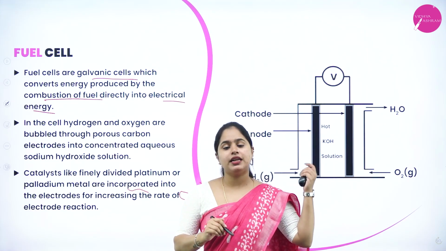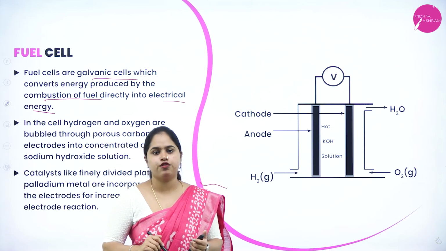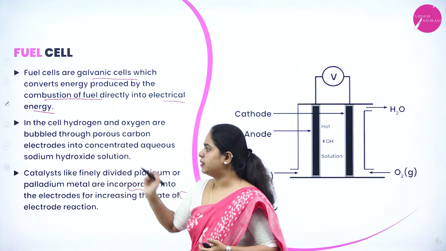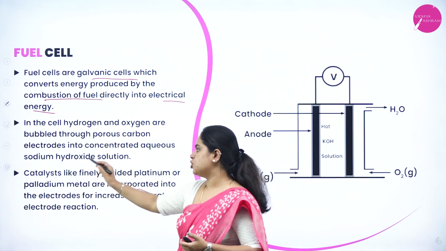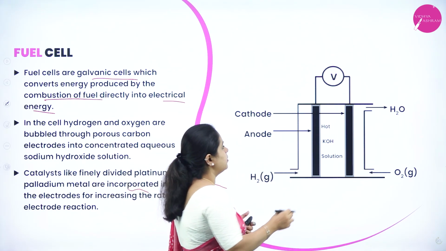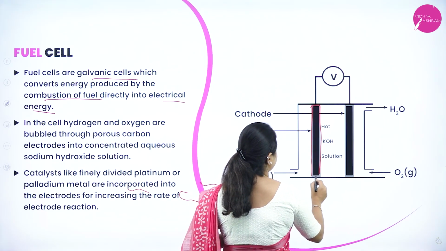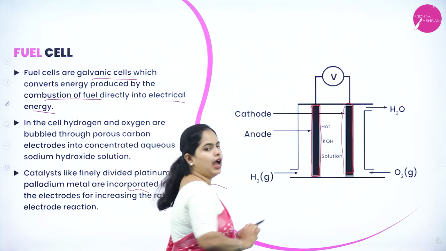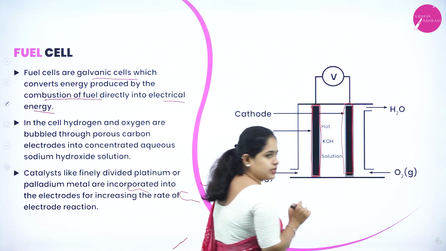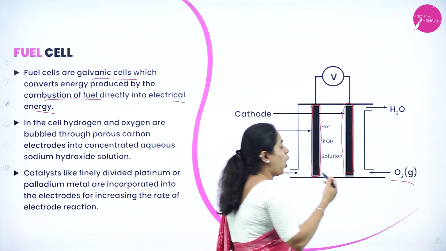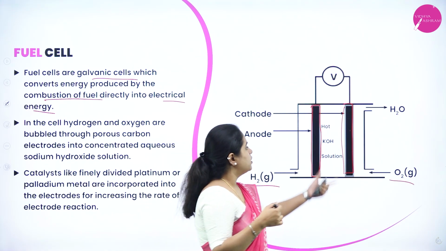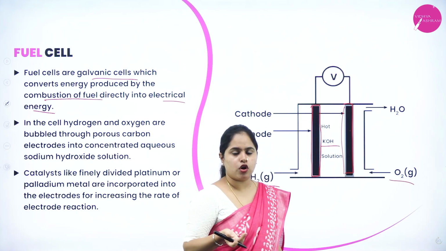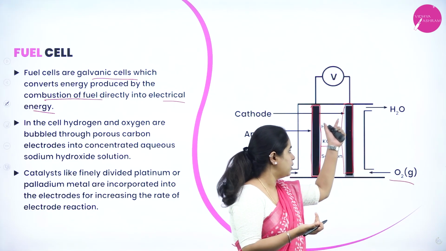Now, in detail we are going to study the hydrogen oxygen fuel cell. In the cell, hydrogen and oxygen are bubbled through porous carbon electrodes into concentrated aqueous sodium hydroxide solution. As you can see here, there are 2 electrodes, anode and cathode. This is the cathode and this is the anode. There are 2 openings here. From here, hydrogen gas, and from here, oxygen gas is bubbled in. In between the anode and cathode, there will be potassium hydroxide or sodium hydroxide solution.